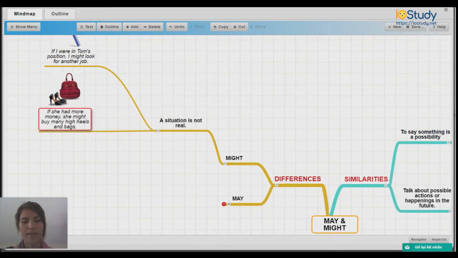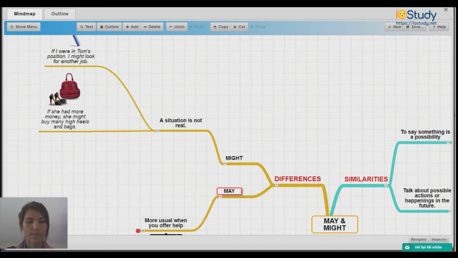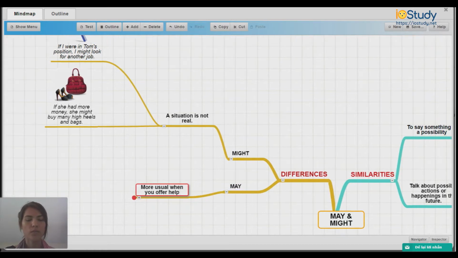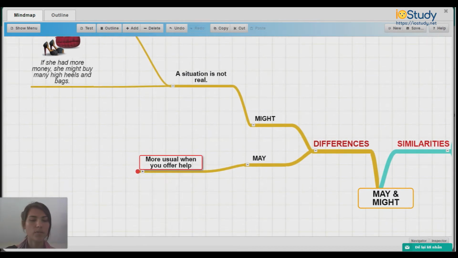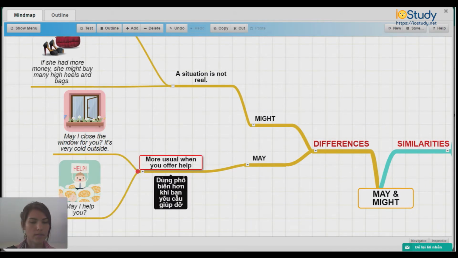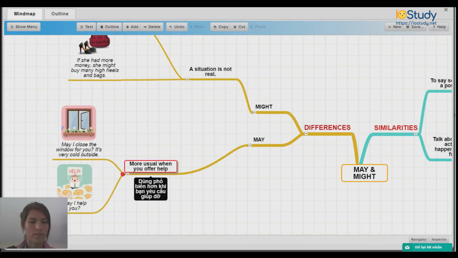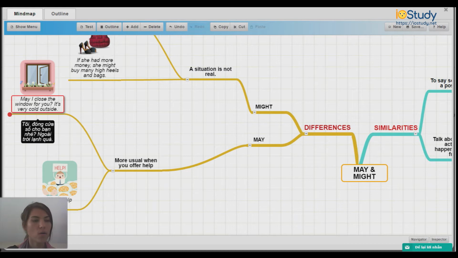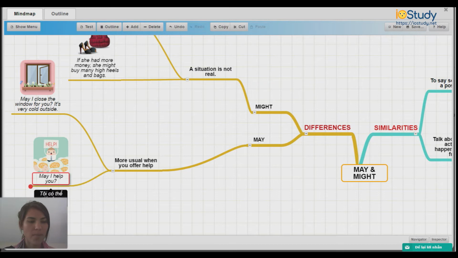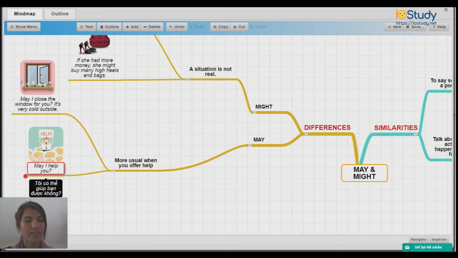Okay, now let's go on to may. May is more usual when you offer help. So, for example, may I close the window for you? It's very cold outside. And number two, may I help you? So in both of these situations, you're offering help. We use may.